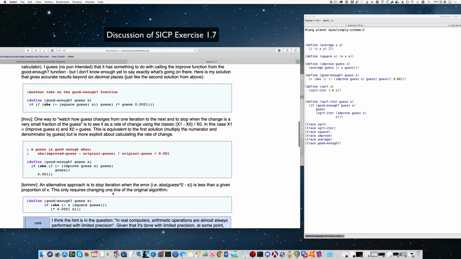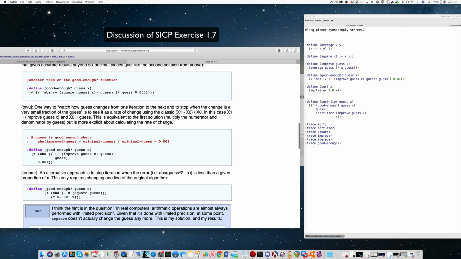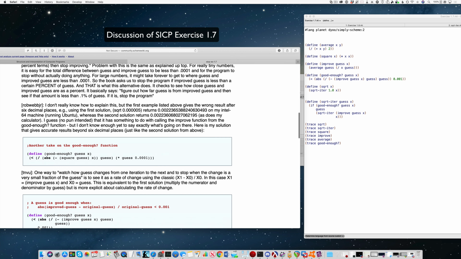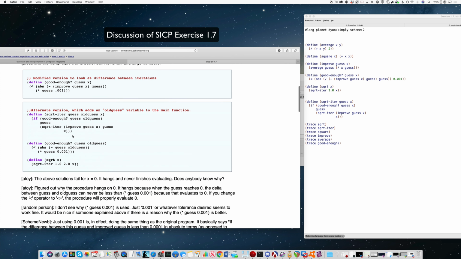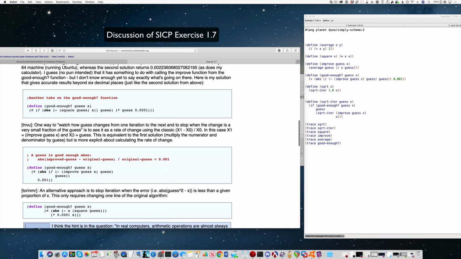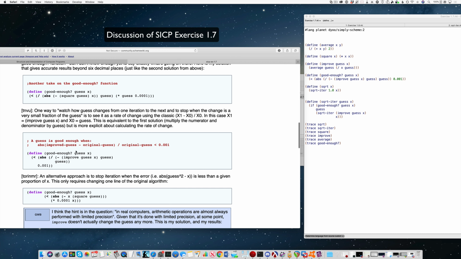So, let's see. An alternative. I guess this is one way to... which goes with which. Okay. I think, yeah. So, one way to watch how guess changes from one iteration to the next is to see it as a rate of change using classic x1 minus x0 divided by x0.